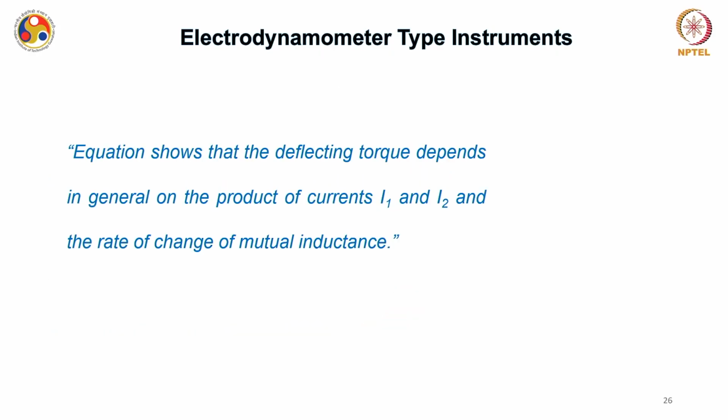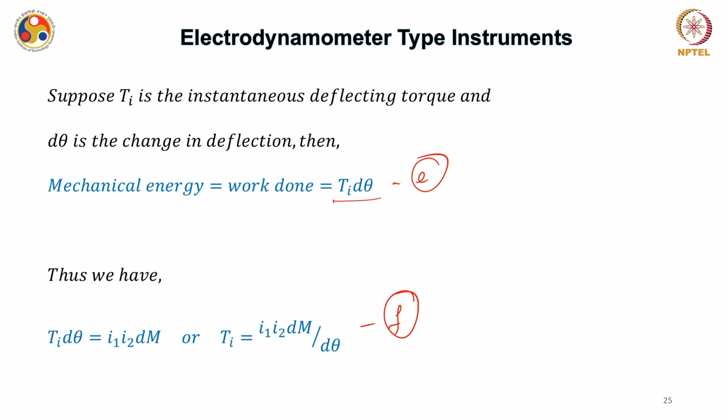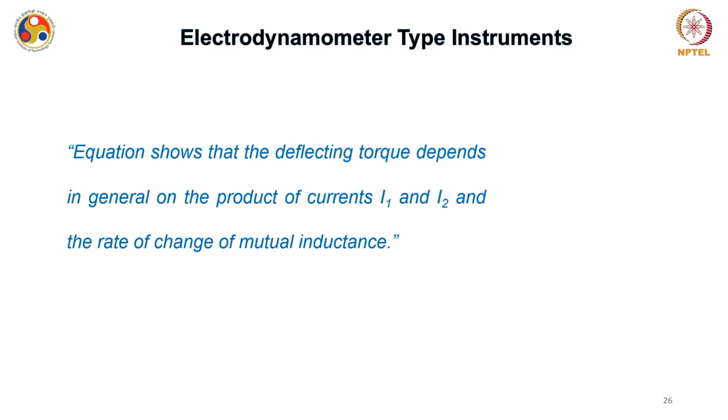Now this equation shows that the deflecting torque depends in general on the product of the current I1, which is flowing in the fixed coil, and the current I2, which is flowing in the moving coil.